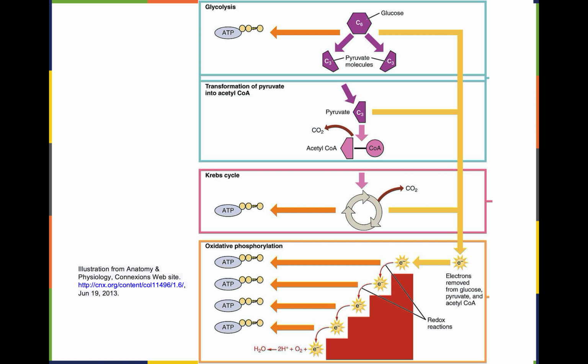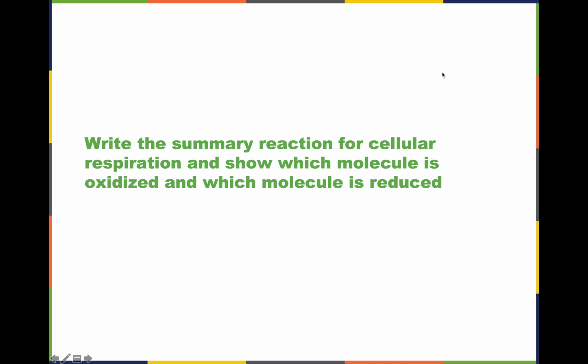So, where do these electrons come from? All these oxidation reduction reactions, you can see that they're happening here, here, here, and all these electrons are coming away, and then they're going into these steps. So that's where oxidation reduction reactions play an important role. So I want to invite you to write the summary reaction for cellular respiration and draw for yourself which molecule is oxidized and which molecule is reduced.